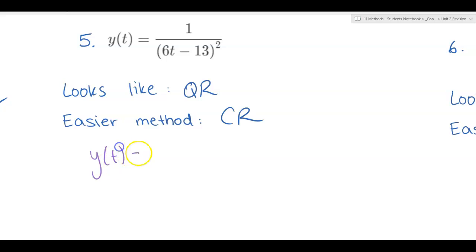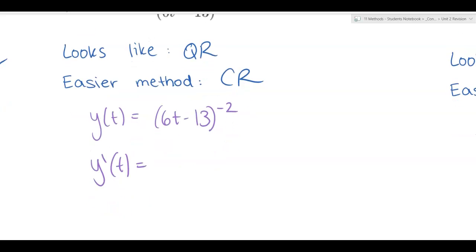y of t equals 6t minus 13 to the -2. That's a nice one. Okay, I'm ready to derive. y dash of t equals. What's another way I could write y dash of t? dy over dt, good. If you just wrote y dash, why don't I like that? It implies that we're deriving with respect to x, correct. There is no x here, so we are deriving with respect to t. So make sure you tell me what variable you're deriving with respect to.